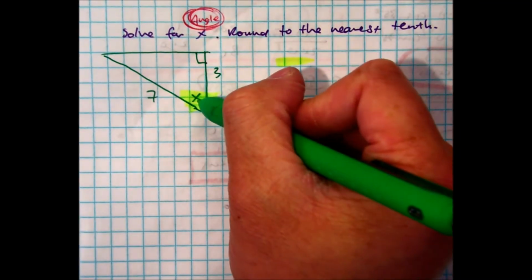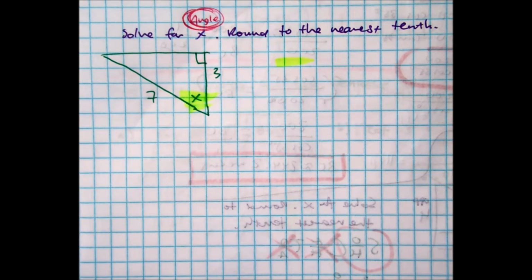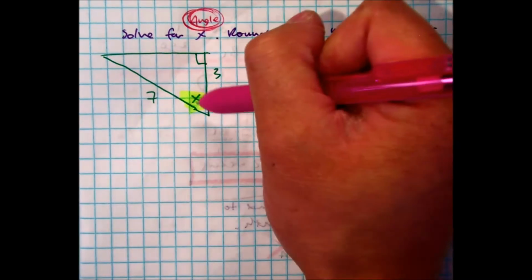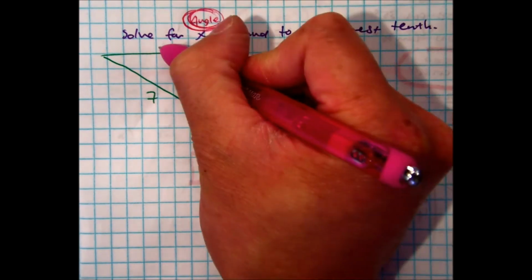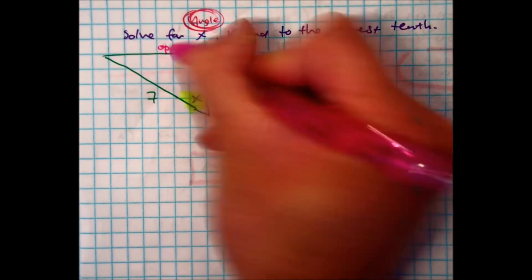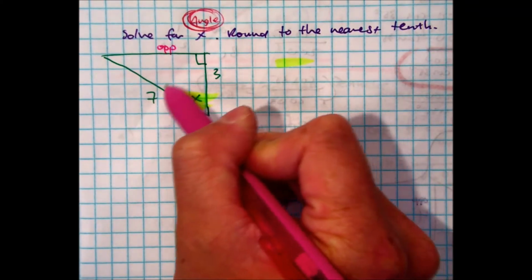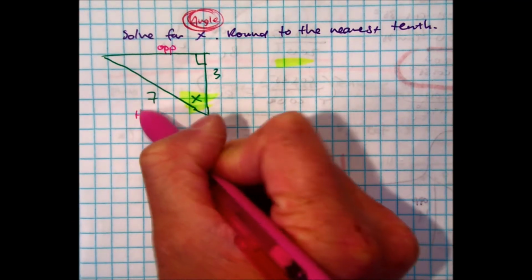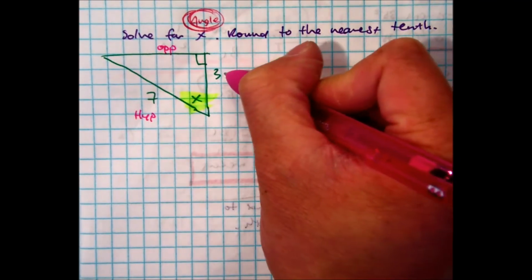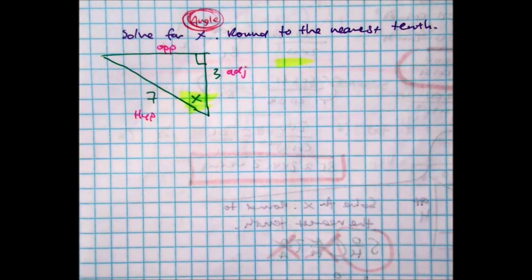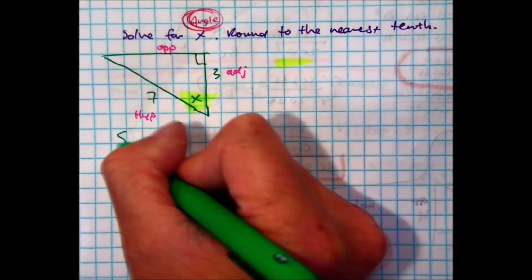From here, I can label the sides of the triangle. Going across, this side is called the... Across the right angle is the hypotenuse, and the third side is the adjacent. This silly phrase that helps me remember the trig ratios is SOHCAHTOA.